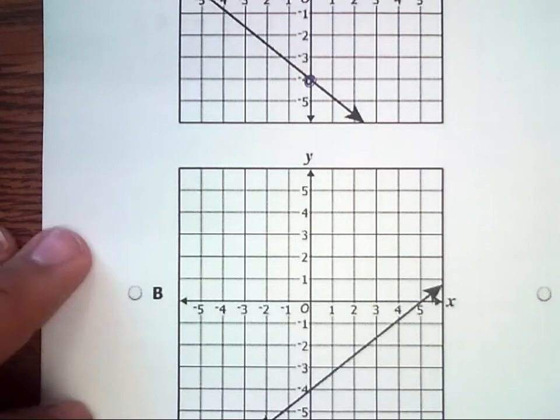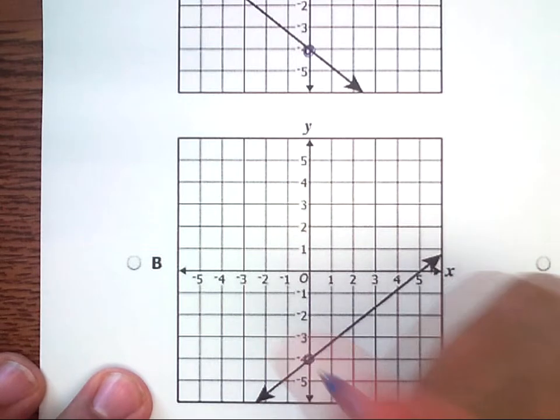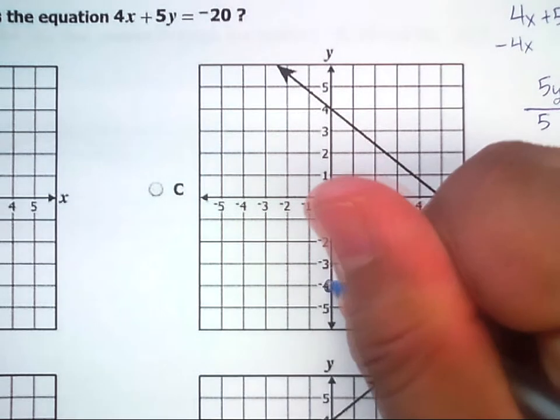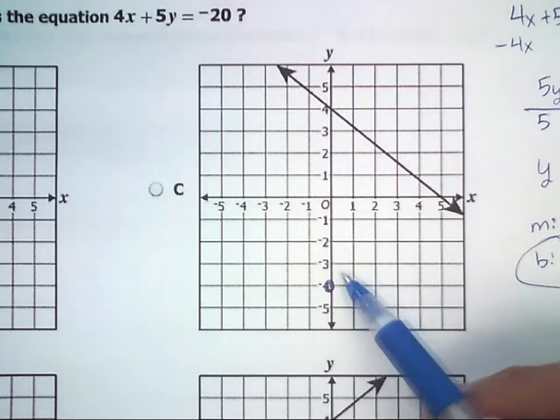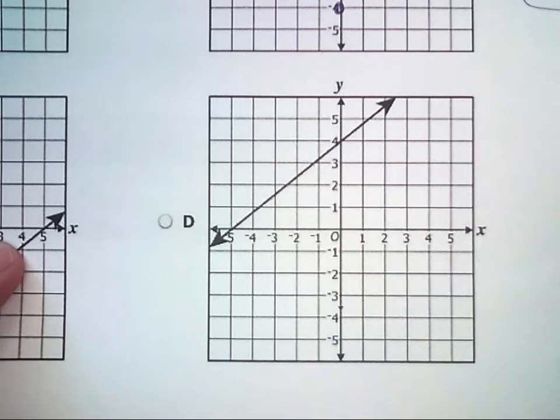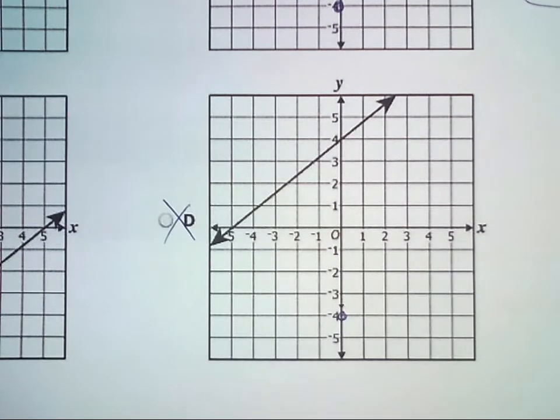Let's take a look at B. B also starts at negative 4. C. Uh-oh. She doesn't start at negative 4. In fact, that's not even on the line, so C's out. And let's take a look at D. Oh, no. Same problem. D's out. So now you're down to just A and B.